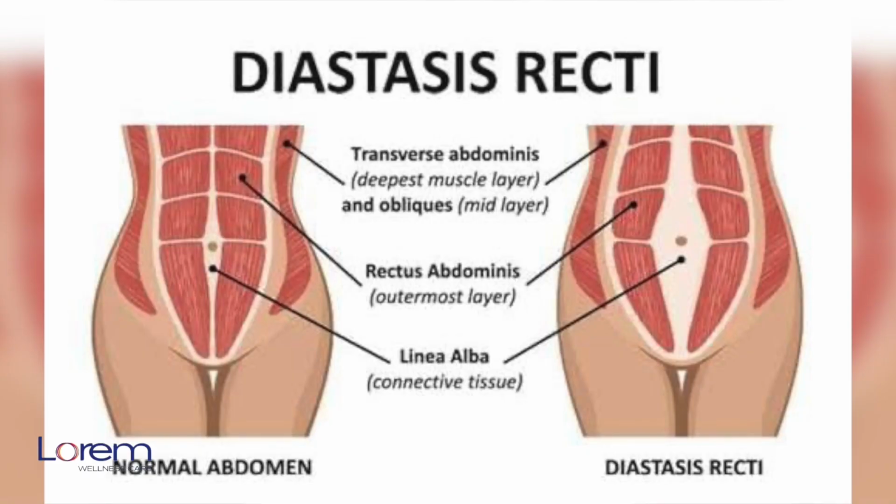Our topic of discussion today is diastasis recti and physiotherapy, basically how physiotherapy helps in treating diastasis recti. So what is diastasis recti? Diastasis recti is the abnormal widening of the space between the two abdominal muscles, usually called the rectus abdominis. It has a left part and a right part, and they connect with the help of a tissue called the linea alba.